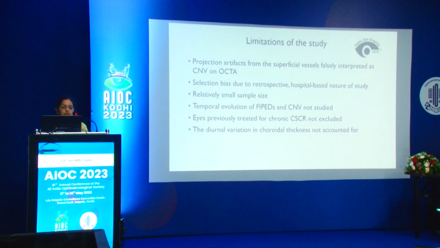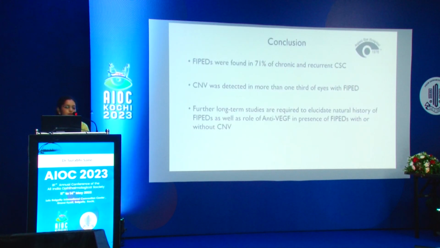These are a few of the limitations of our study. A selection bias due to the retrospective nature of the study and a relatively small sample size were some of the limitations. We did not temporally evaluate the FIPDs and CNV formation. Eyes with previous treatment for chronic CSC were included and not excluded, and the diurnal variation in choroidal thickness was not accounted for. So to conclude, FIPDs were found in 70% of chronic and recurrent CSC eyes.